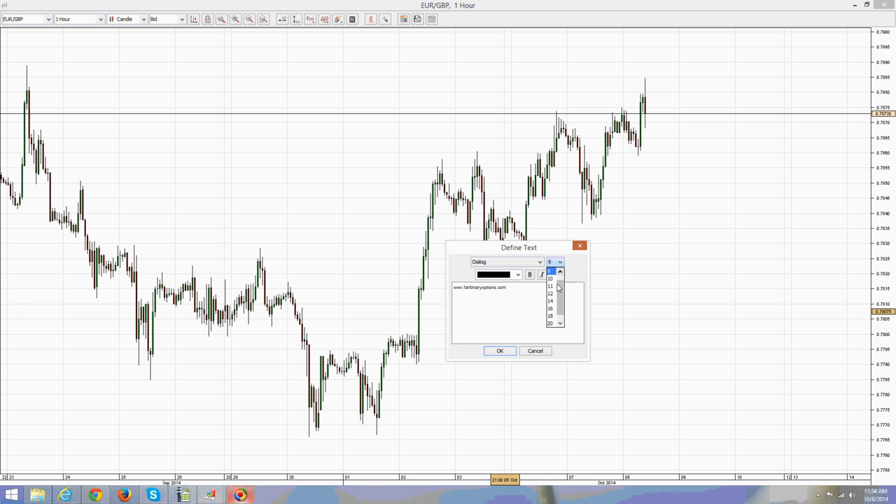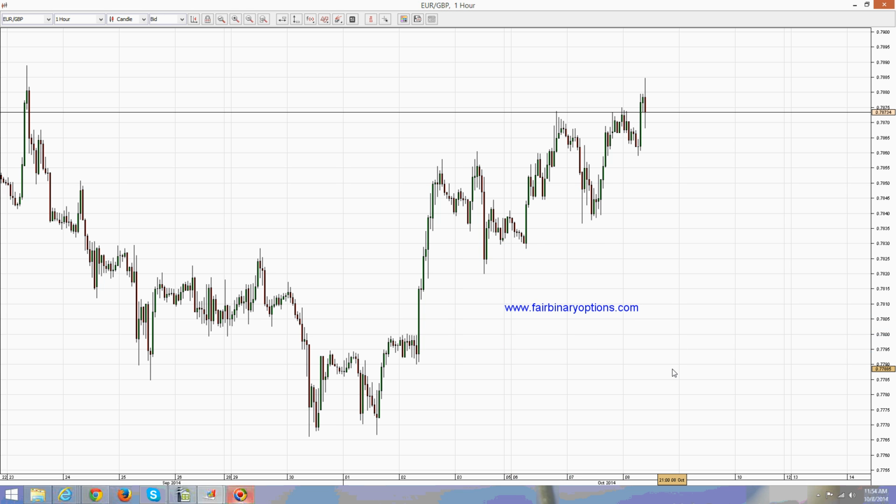And today's analysis is about the euro and Great Britain pound, as the market is forming an interesting triangle in an interesting situation. Why interesting? Because it seems that this triangle looks like a wedge, like a rising wedge.